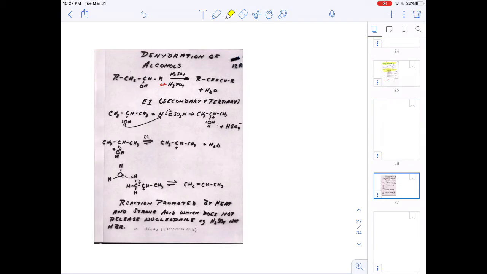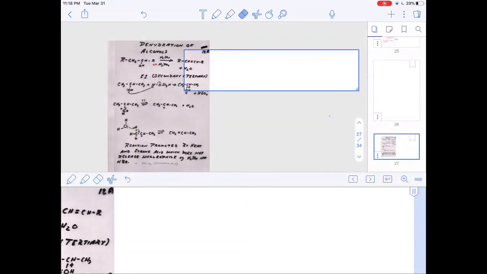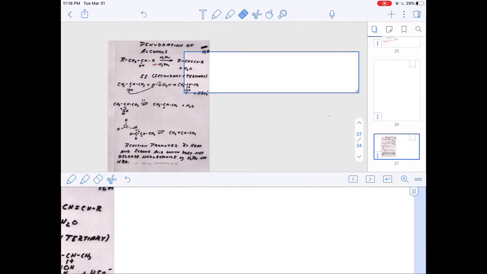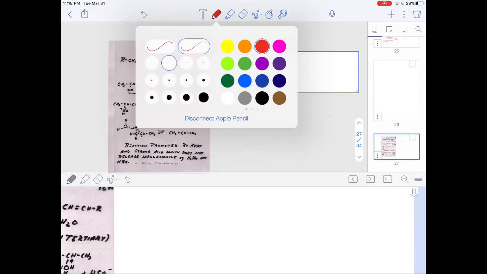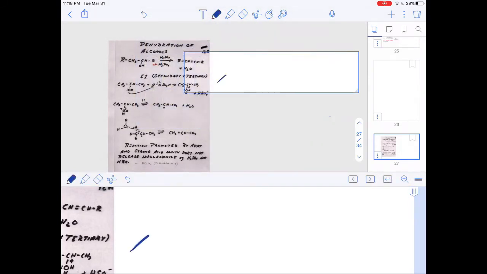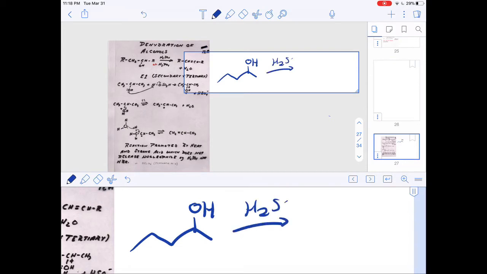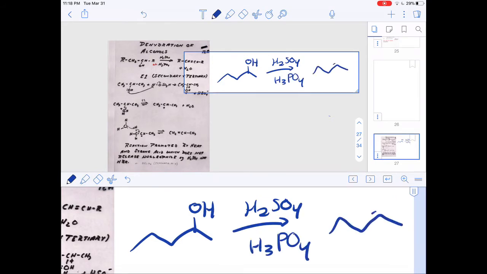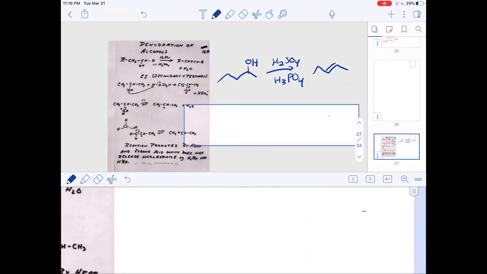Okay, so this is something new, dehydration of alcohol. For dehydration of alcohols, the most important thing you're going to want to do is add this reaction to your sheet. And this is the dehydration reaction. So you start off with an alcohol, use H2SO4 over H3PO4, and you're going to end up with the more substituted double bond as your major product.